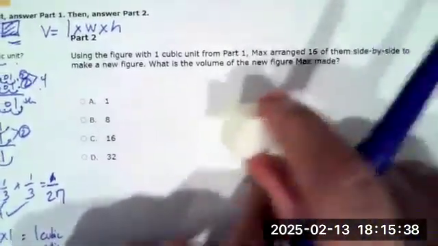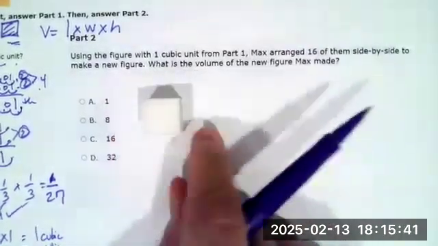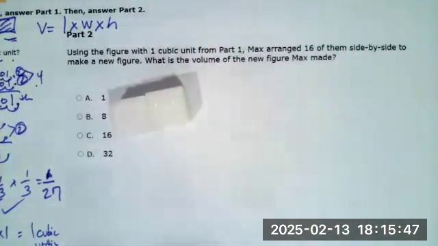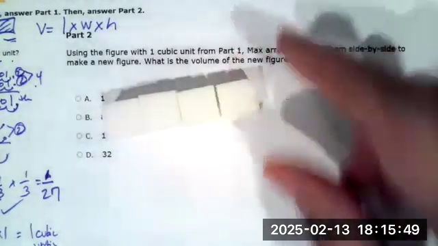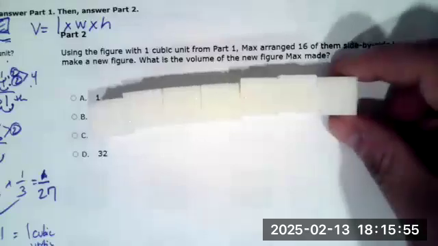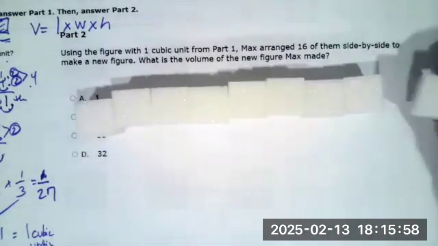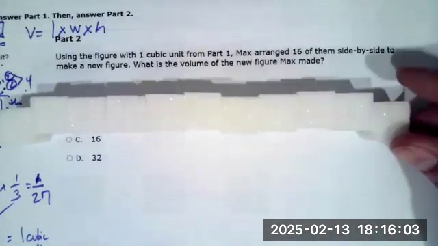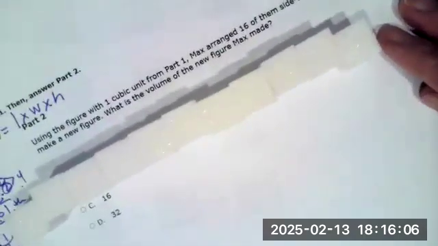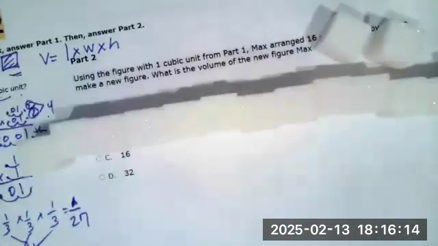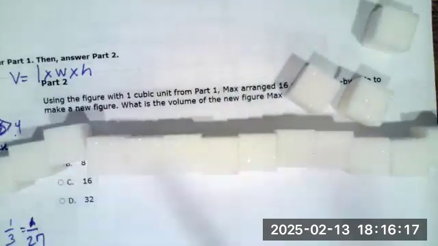So Max arranges 16 of them side by side. Guess how many sugar cubes I'm going to measure and put together? I have 1, 2, 3, 4, 5, 6, 7, 8, 9, 10, 11. I'm going to turn it this way so you can see them all coming in. 12, 13, 14, 15, 16. How many cubes did he use? You can see right there. There's the answer. You know which one to pick.